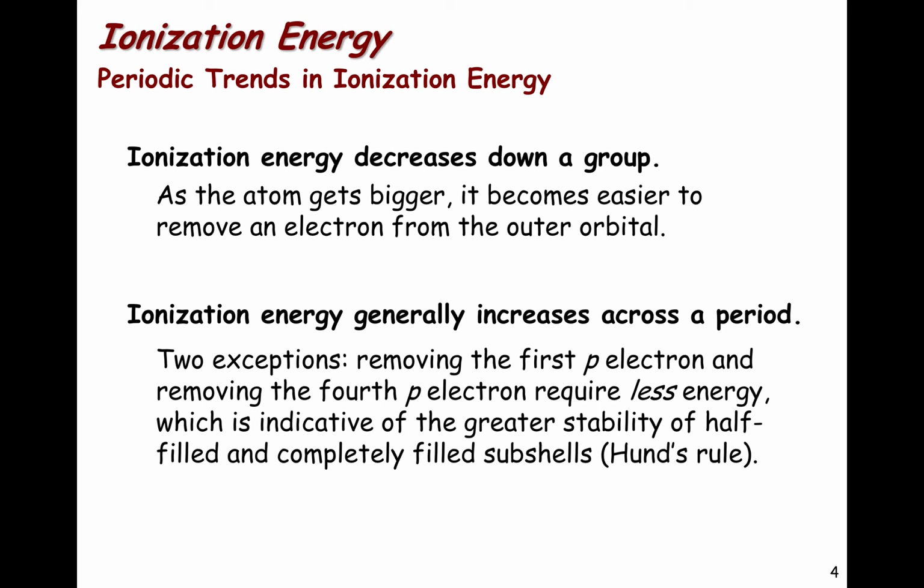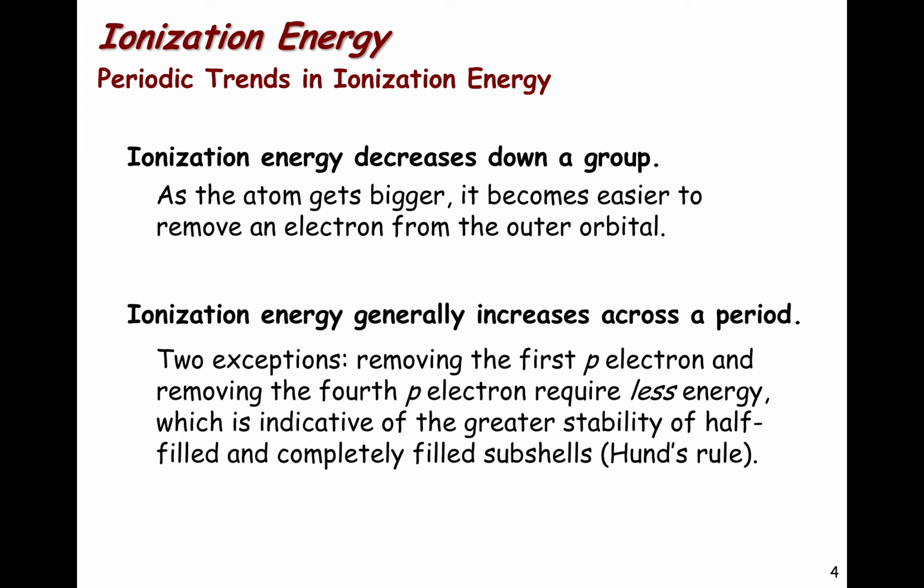So just to emphasize this point again, as you go down a group, the atoms get bigger. The valence shell is further from the nucleus because the n value has increased. And as a result, it becomes a little bit easier to ionize a larger atom with the same valence electron configuration. When you go from left to right across a period, generally the ionization energies increase with 2 exceptions.